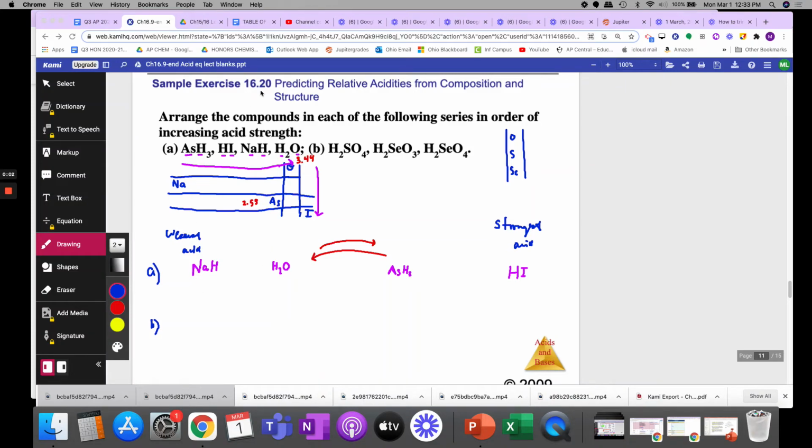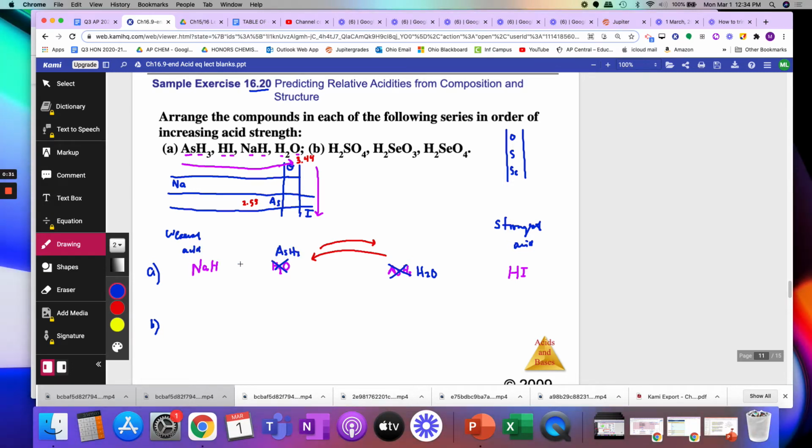So for sample exercise 16.20, I had to look up the electronegativity of As and O. Oxygen has an electronegativity of 3.44, As 2.55. Therefore, O is more electronegative, so H2O will be on this side, and AsH3 will be here. So NaH is the weakest acid, followed by AsH3, followed by H2O, and HI is the strongest acid of this list.